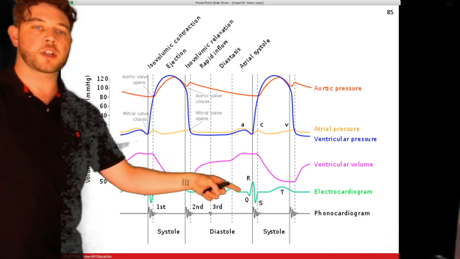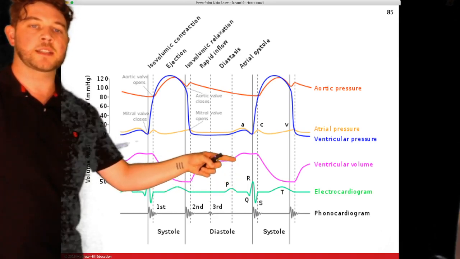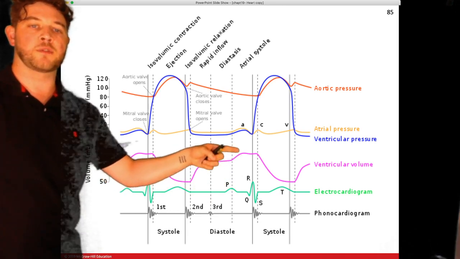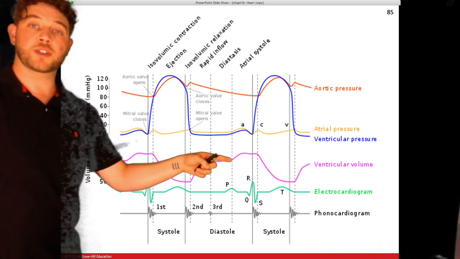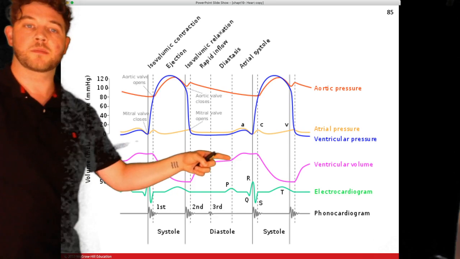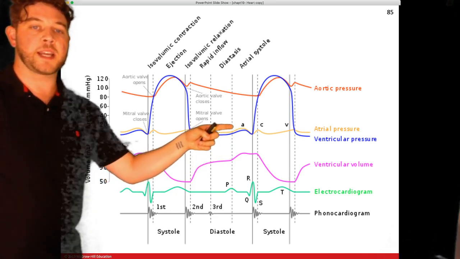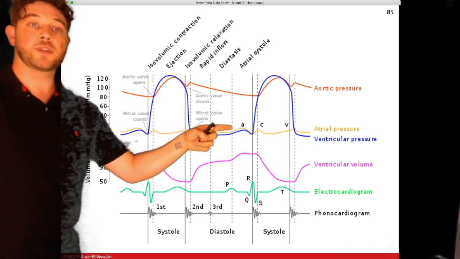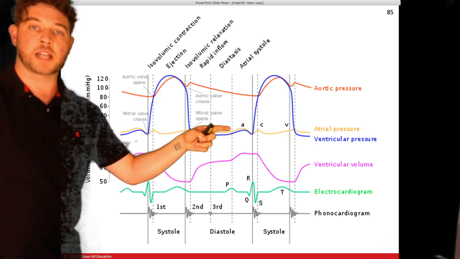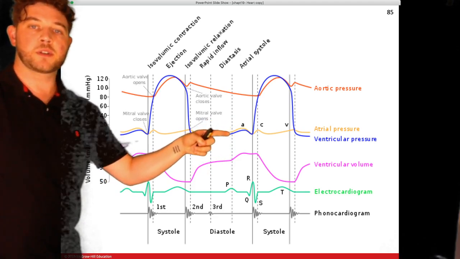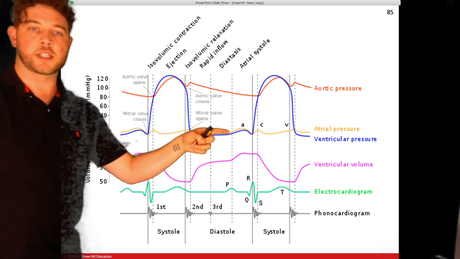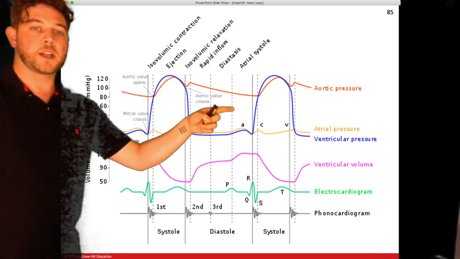When our atria are contracting, we see this simultaneous spike in ventricular volume. It's because the atria are contracting and pumping blood into the ventricles. If you keep on going up, you see this corresponding spike in atrial pressure and ventricular pressure. The atria are contracting, their pressure increases. The ventricles are filling with blood, their pressure is starting to increase.